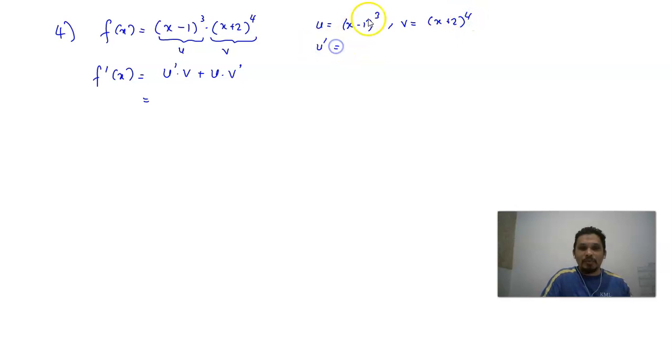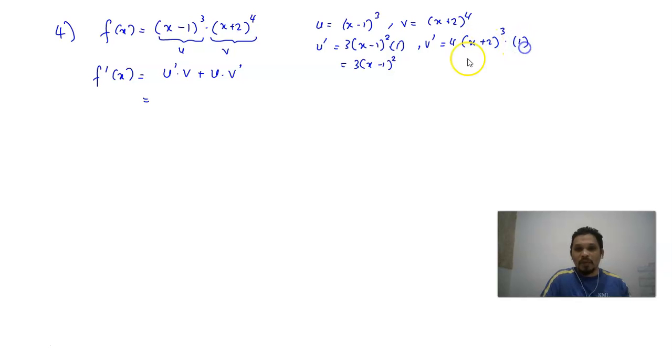Then u prime equals 3(x minus 1) to the power of 3 minus 1, equal to 2. And differentiate x minus 1, which is 1, then u prime is 3(x minus 1) squared. Then v prime: differentiate the power 4, (x plus 2) to the power of 4 minus 1 equals 3, multiplied with the derivative of x plus 2, which is 1. Then v prime is 4(x plus 2) cubed.